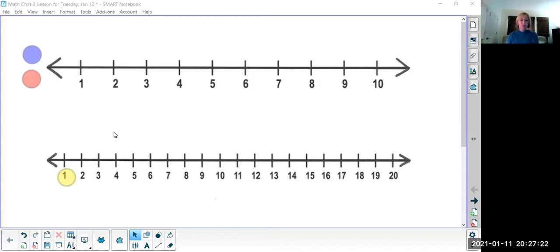Okay, and this next one, it starts with 15. So let's say 15, 16. Y'all are so smart. That's right. The next number is 17. 1 ten and 7 extra ones. 15, 16, 17.